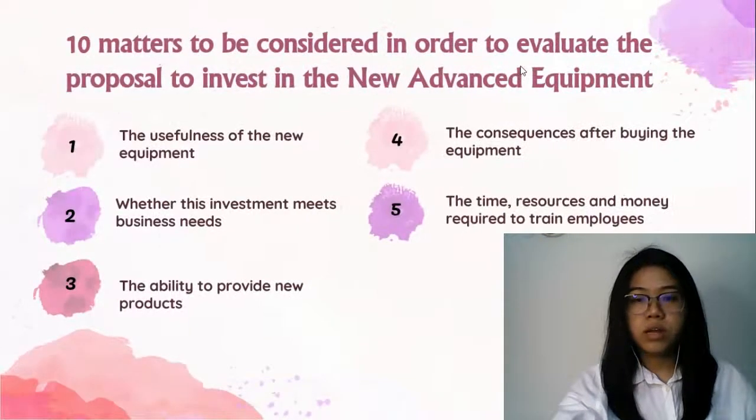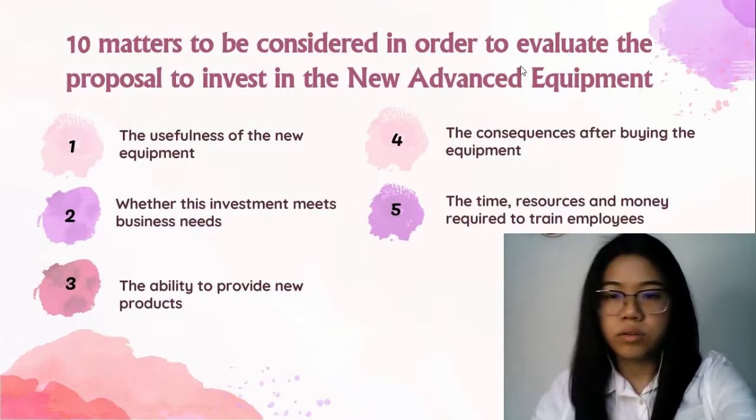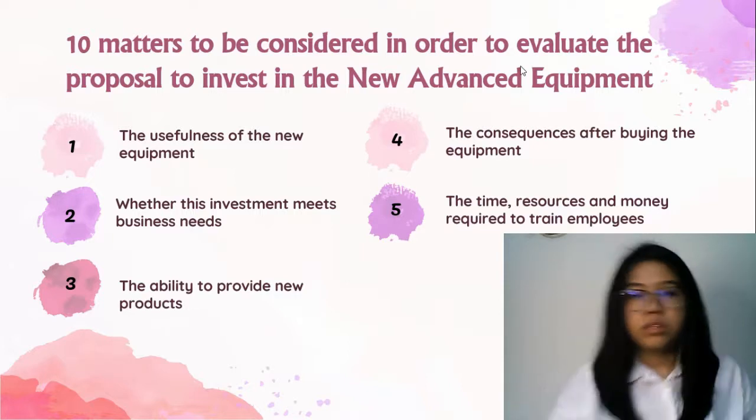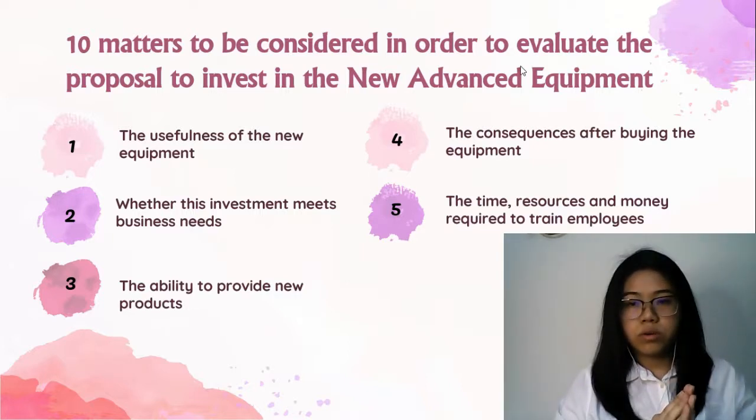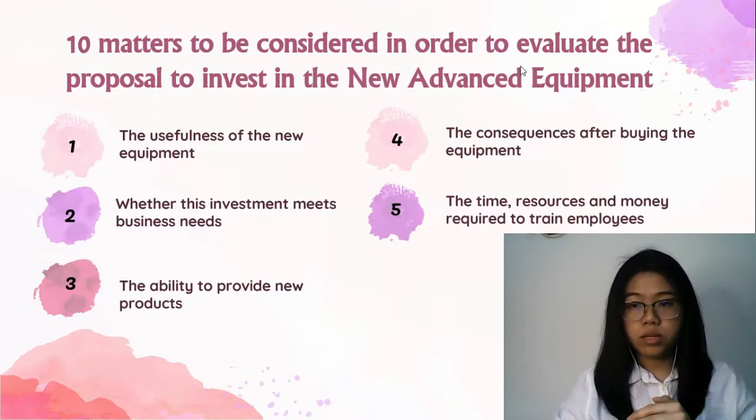Before we consider the new investment, these are the 10 methods to be considered in order to evaluate the proposal to invest in the new advanced equipment. First is to understand the usefulness of the new equipment. Tulip needs to determine which business shortcomings this new equipment can solve. Next, we will need to justify whether this investment meets the business needs.